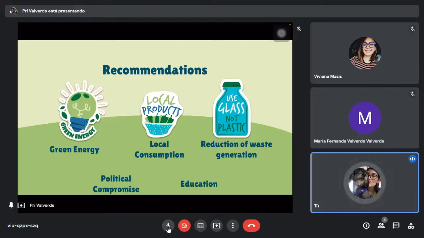An extremely important solution is to provide more information and raise awareness and sensitize the population about the consequences of climate change. And this is achieved through education, both in school and in our homes.